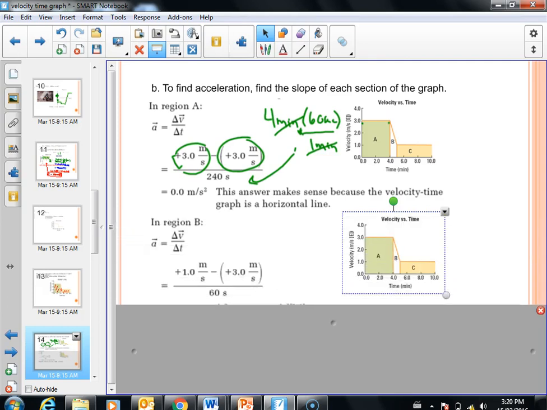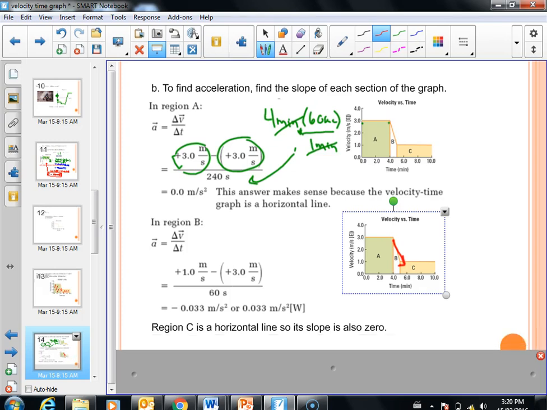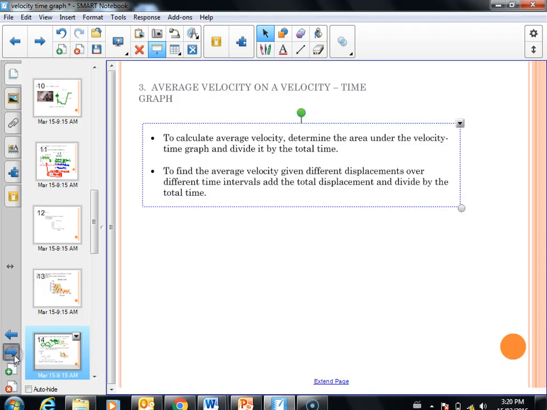Now B is a little bit different. We do have a slope here. We're going to find the rise over run, the change in velocity. 1 meter per second to 3 meters per second as its initial velocity, divided by 60 seconds, and we get 0.033 meters per second squared west because we are going down. So east would be upwards. And then C again is a horizontal line, so its slope is also 0. So we could find acceleration that way.